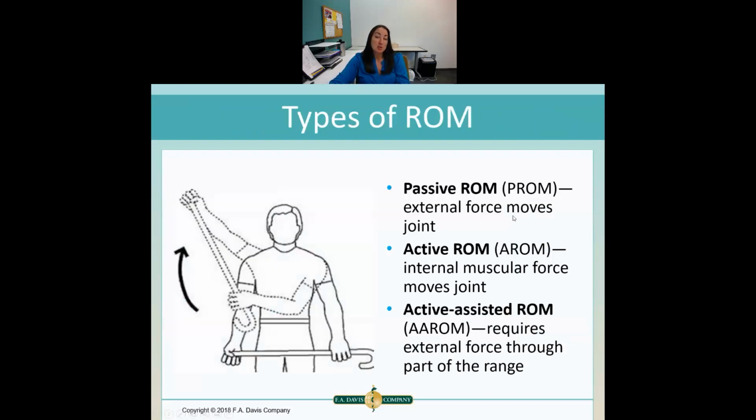Different types of range of motion. We have passive range of motion where an external force is moving the joint. Typically with PT, it's the therapist that's moving the joint. With active range of motion, the patient's muscles themselves are moving. So you're actively moving your own body part. And with active assistive, it's a combination. Typically, we have them go through in range, and then we push them the last few degrees of their available range. So it's a combination of active and passive range of motion.